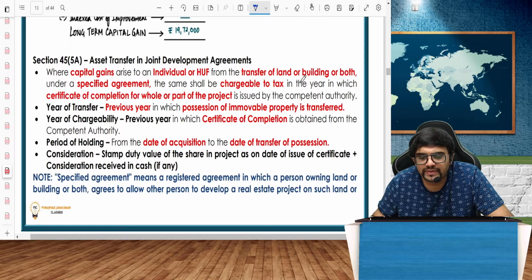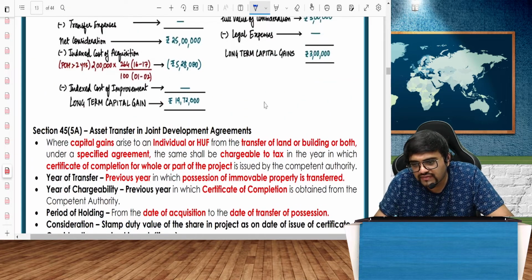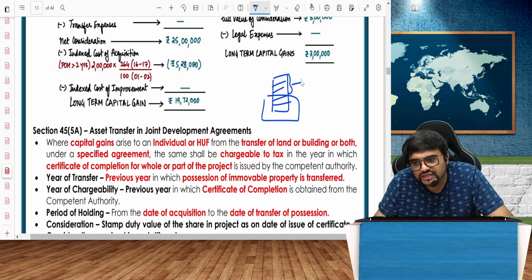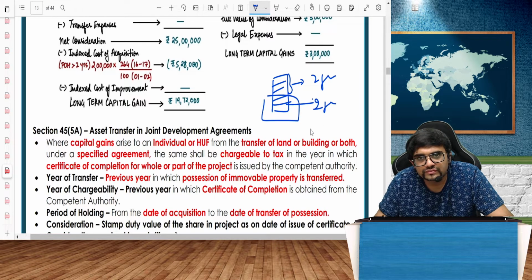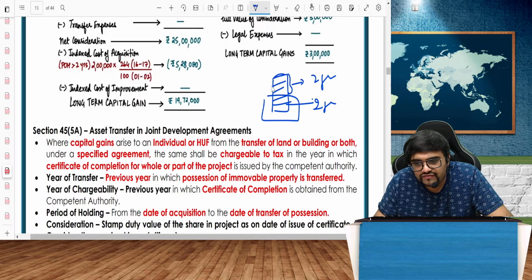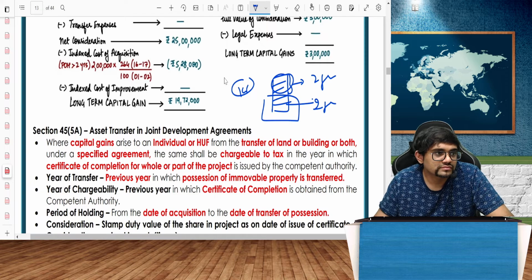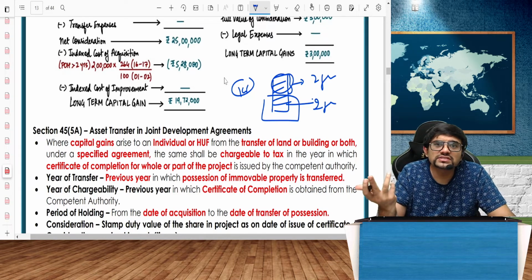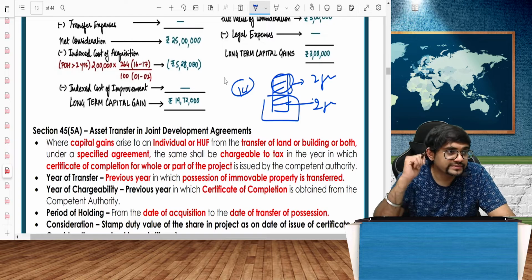JDA, Joint Development Agreement. So I will have a land. One builder will come and say, bro, I will build one building here. I will build 4 floors, bro. 2 floors are yours, and 2 floors are mine. Apart from those 2 floors, I will also give you 1 crore cash. Is it a transfer? Yes. When will tax be paid?